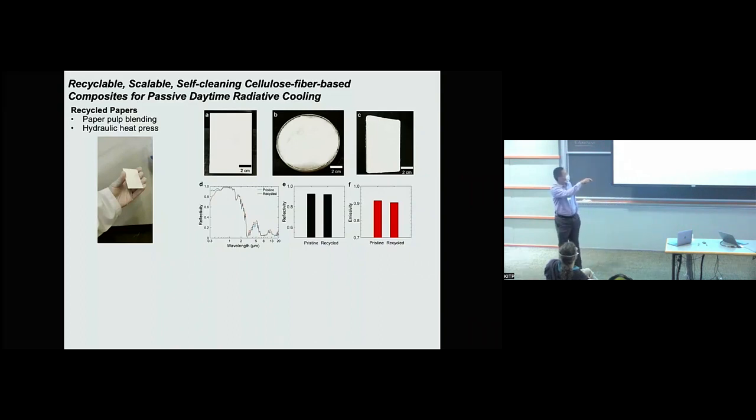And how does it look like? And then we simply measure the spectra. You can see the blue curve here shows you the pristine, original cooling paper made of recycled paper. And the red curve here shows you the recycled cooling paper we made. It's almost the same. If you compare the solar reflectance and the infrared emittance, it's not bad.